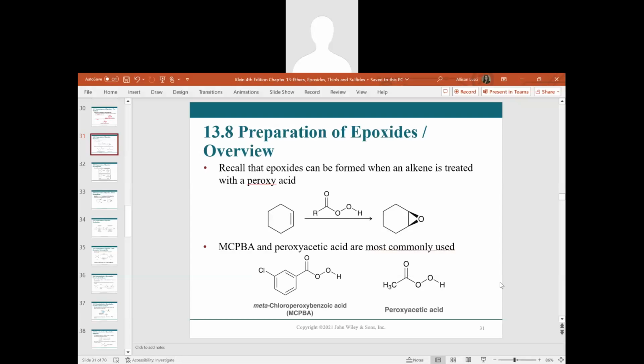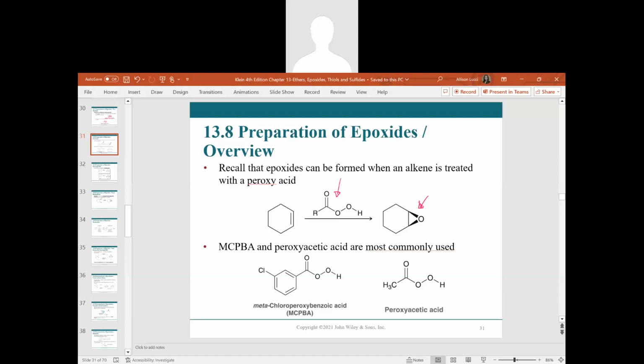For section 13.8, we're now going to take a look at how we can prepare these compounds that are called epoxides. If you remember, back in chapter 8, section 11, you were told that alkenes can be treated with a peroxy acid. That's what we see here, this peroxy acid reacting with an alkene with the pi bond, and we can form this epoxide product.